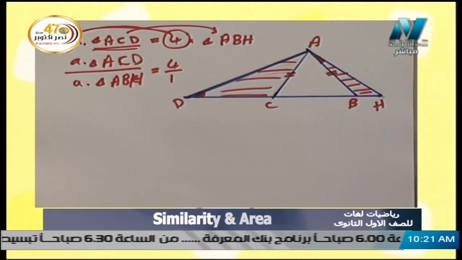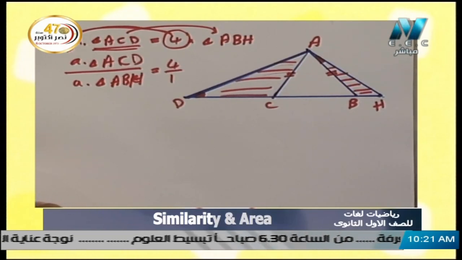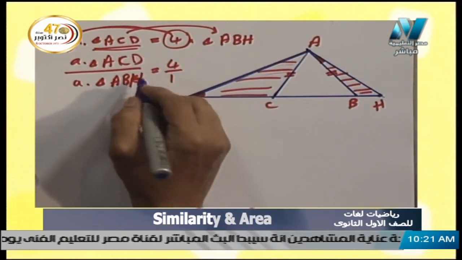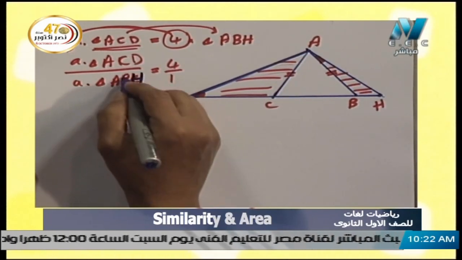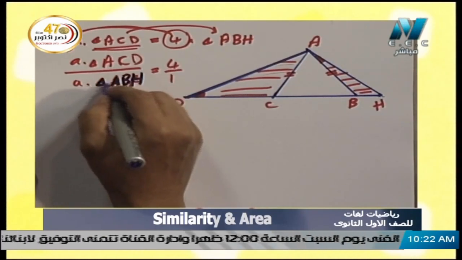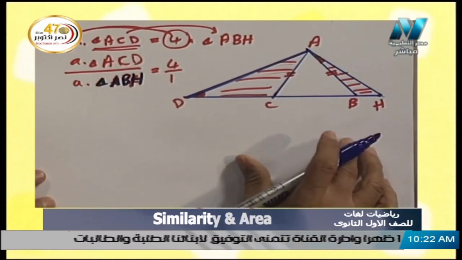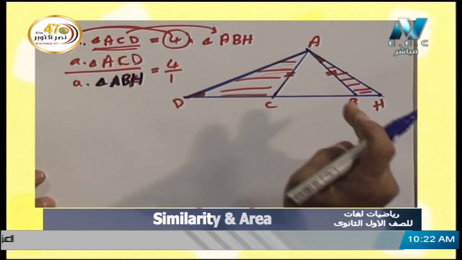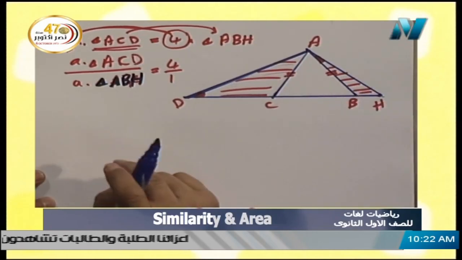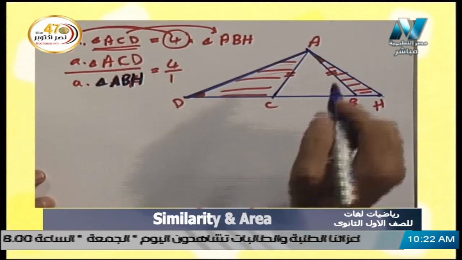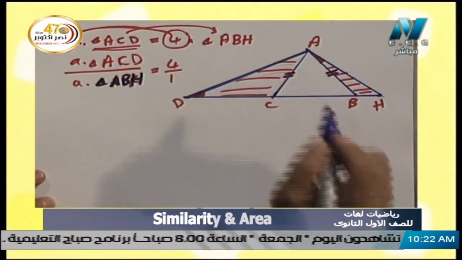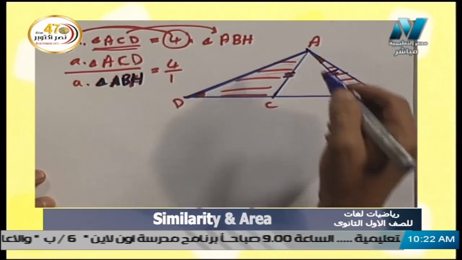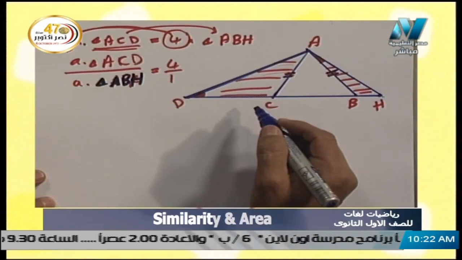We have the area, but we don't have similarity up till now, so we must prove the similarity to benefit from this information about the area. We will try to prove that triangle ACD is similar to triangle ABH. What is given for us? Here we have AB equals AC from the beginning, because ABC is an isosceles triangle, which is given.